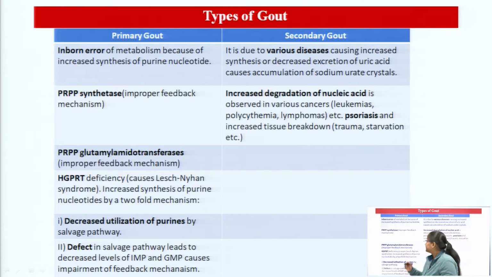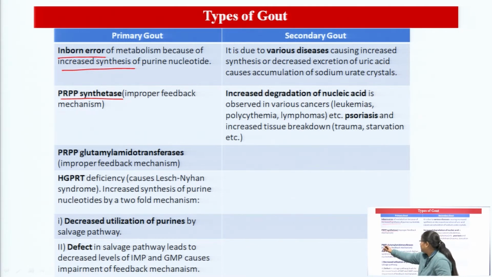PRPP synthetase, that is improper feedback mechanism here. What are the reasons for that I am talking about? First is this inborn error, that is a metabolism inborn error. The person having a metabolic problem has an increased synthesis of purine nucleotide. Second, what will happen then? The person will have PRPP synthetase improper feedback mechanism. I told you that all the things, that is purine synthesis, pyrimidine synthesis, all are controlled by your feedback mechanism.